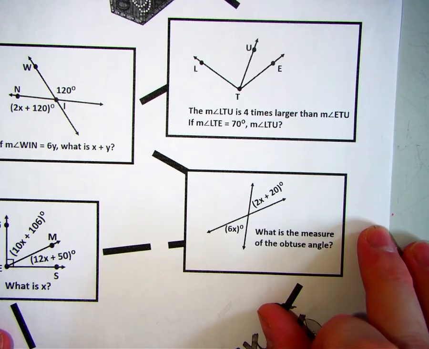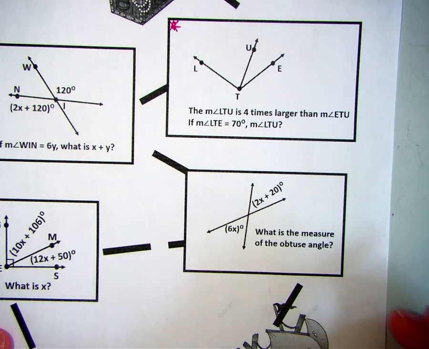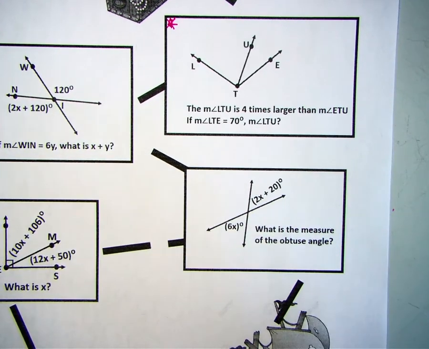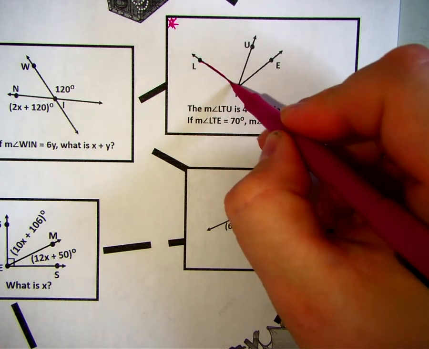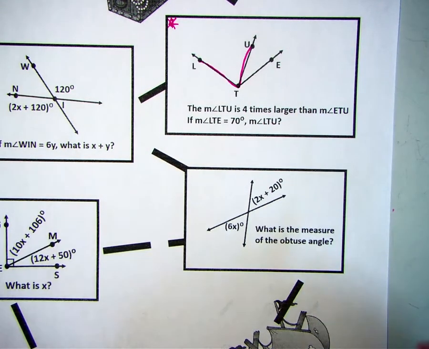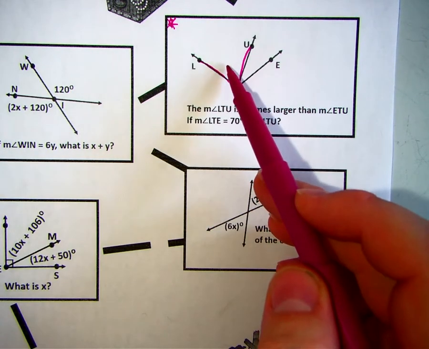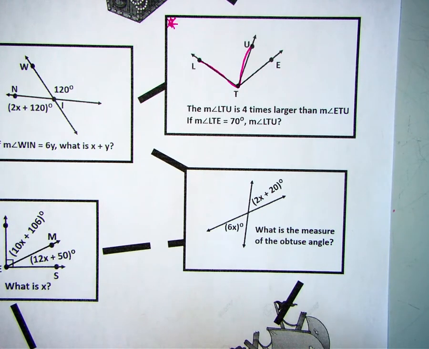Right now I want to look at this top right-hand problem here. This top right-hand problem tells us that the measure of LTU, which is this angle here, is 4 times greater than ETU, which poses a problem because we can't solve for the measure of the one angle, which is 4 times greater than the measure of the smaller angle, unless we know the measure of the smaller angle. Therein lies our problem. We don't know the measure of the smaller angle.